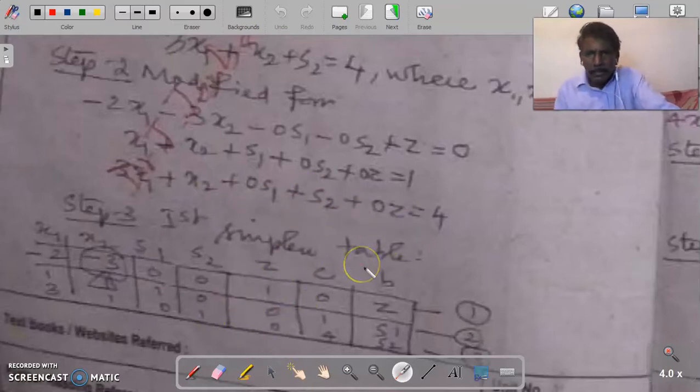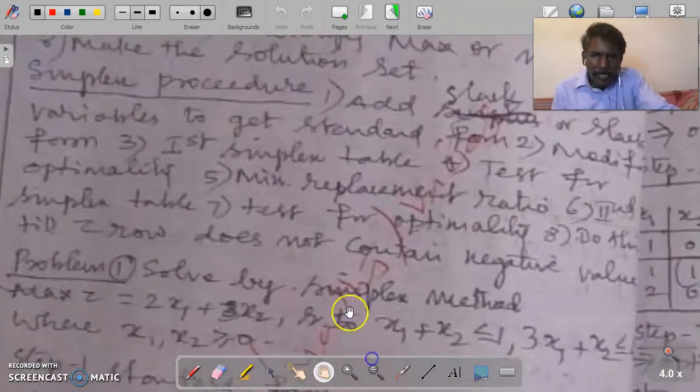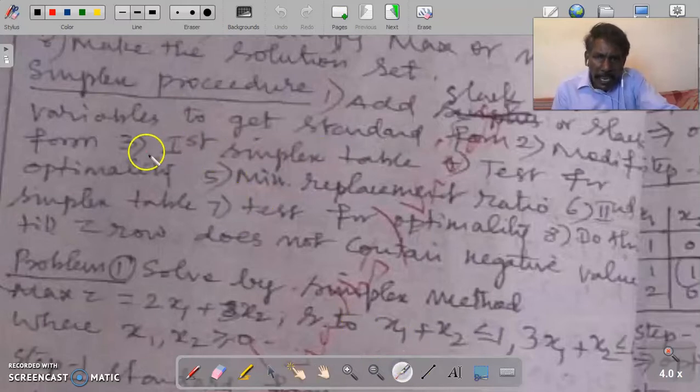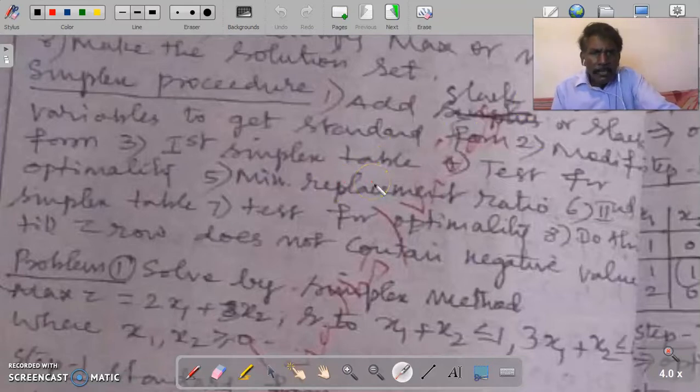What is the next step in the algorithm? It is the first simplex table. We say that this is the first simplex table. So the table we saw just before is called the first simplex table. That's what you have to understand.